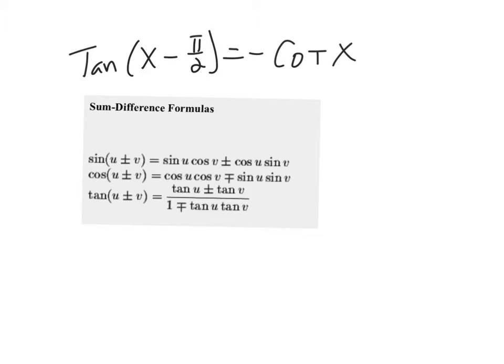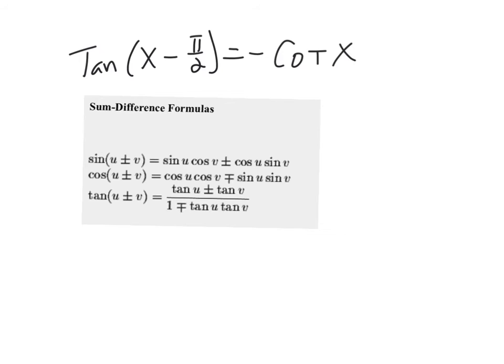Start. So looking at them, I see I've got a couple of different choices. I do notice that I've got one that's exclusively tan, but there's a fraction involved with that. And this doesn't have a fraction, so I don't think that's going to be the wise choice to go. What I can do, though, is these sine and cosine identities are pretty easy to use. And I know I can rewrite tangent in terms of sine and cosine.